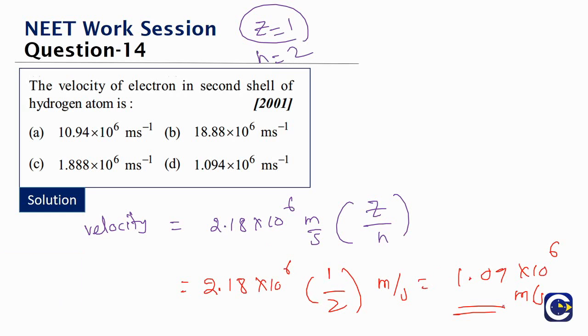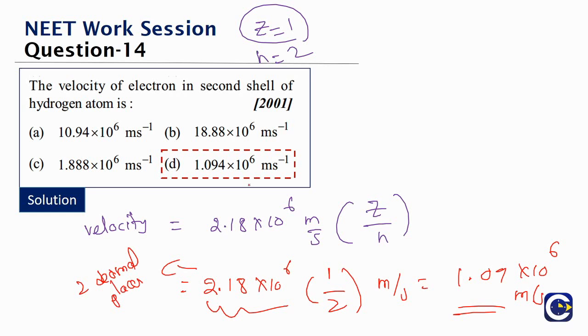So check where is the approximate answer. It is option D. Because in this we have taken the 2.18 into 10 power 6 value up to 2 decimal places, but they are giving the answer up to 3 decimal places. So what is the correct answer for this? It is option D. So 1.094 into 10 power 6 meter per second. So we just have to remember these derived results from the Bohr's model: the result for the velocity, the result for the radius, and the result for the energy.